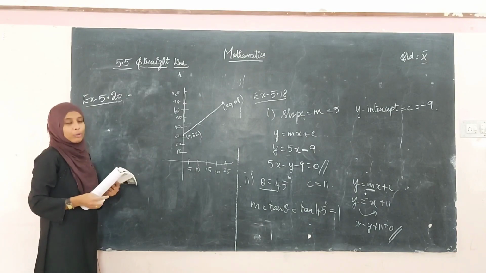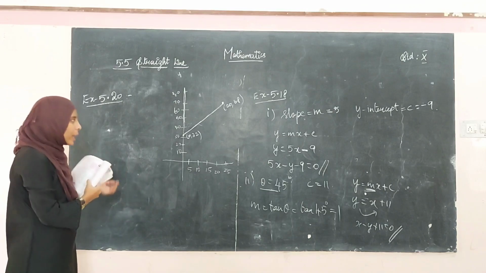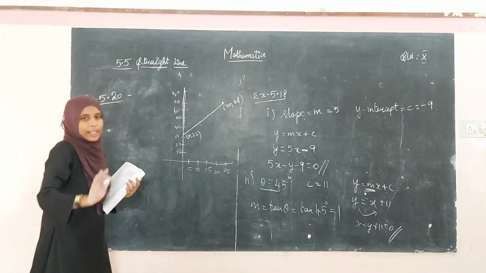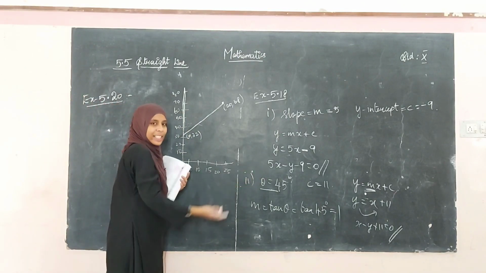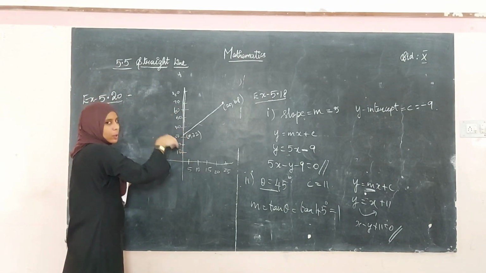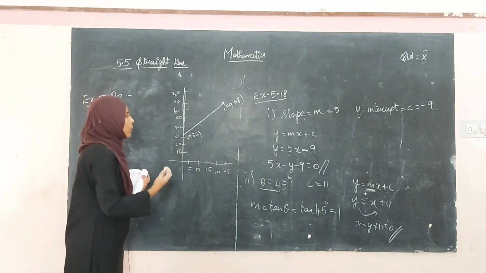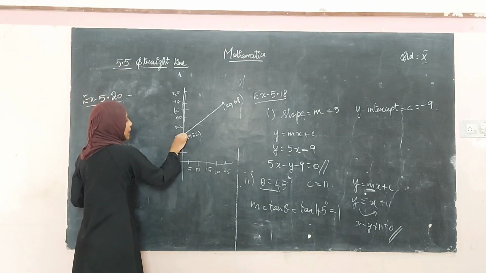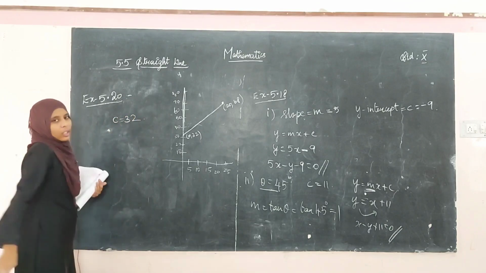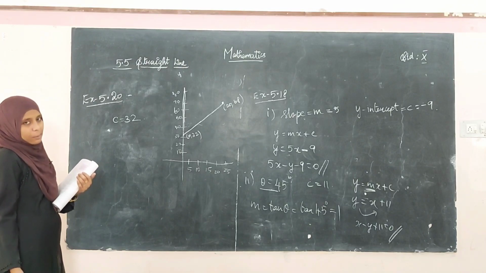From this line we have to find the slope and y-intercept. So what is the y-intercept? The place where the line touches the y-axis is the y-intercept. Normally when the equation is given, we say c is equal to the y-intercept, right? When a graph is given, the point where the line meets the y-axis is the y-intercept, and the point where the line meets the x-axis is the x-intercept. Now we want only the y-intercept, right? So this line is meeting the y-axis at 32. So c is equal to 32. That is, the y-intercept is equal to 32.